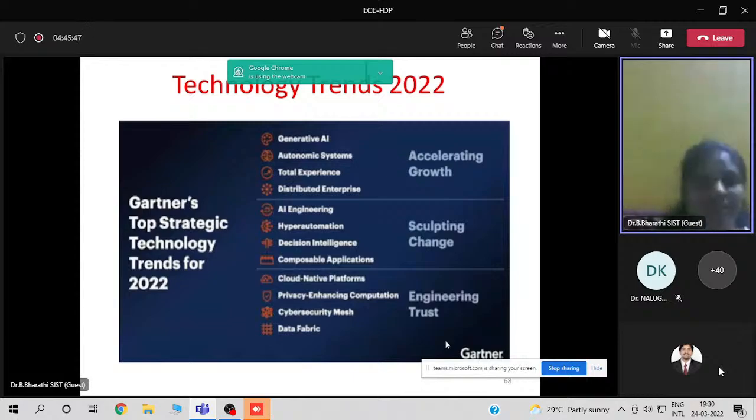You can just type Gartner's predictions or Gartner's technology predictions in Google and find strategic technology predictions, technical technology predictions, financial predictions. All this is possible. So whatever field you're working on, try to see the Gartner predictions and then identify your field of research. That is just one additional point that I wanted to stress. Gartner says you're going to have a lot of accelerating growth in generative AI, autonomic systems, and distributed enterprise. All this is inherently using machine learning.